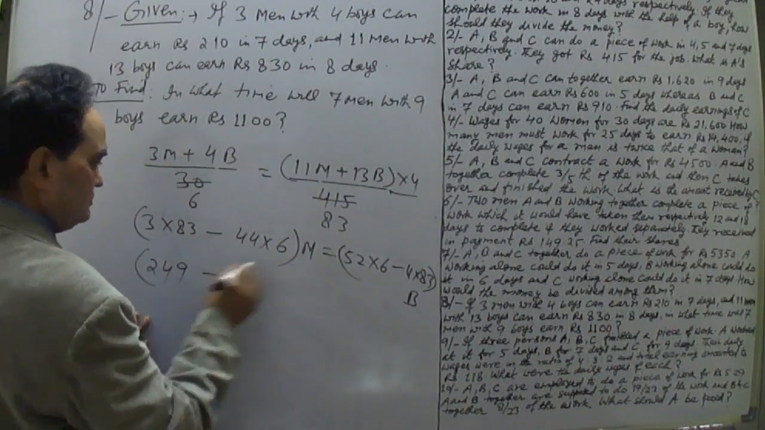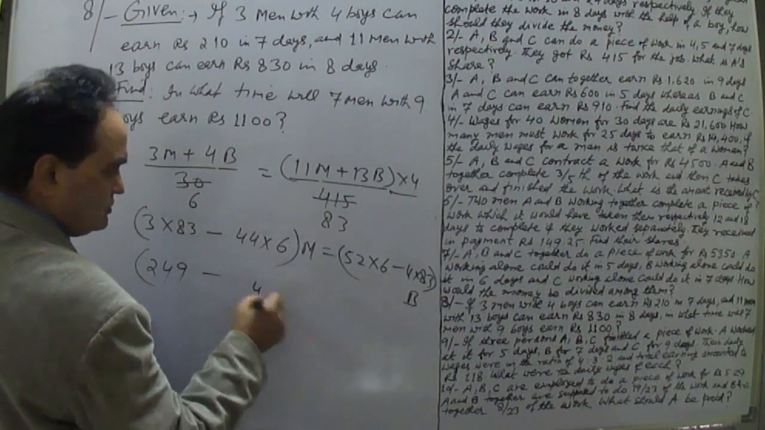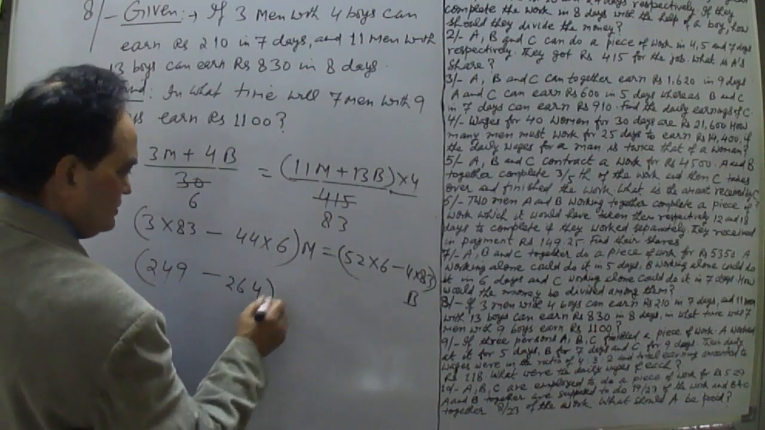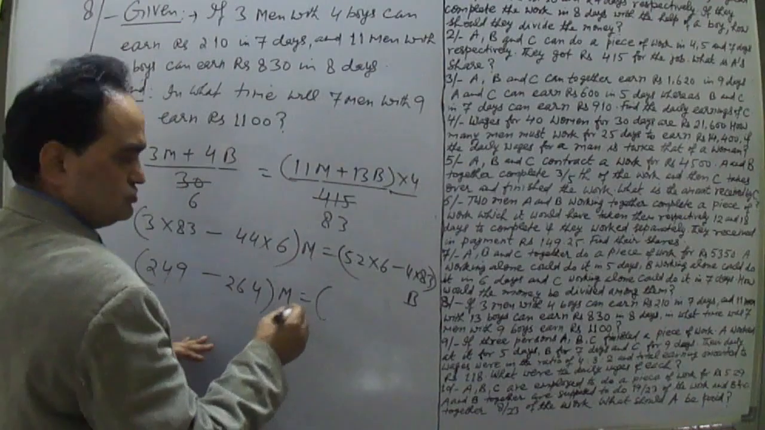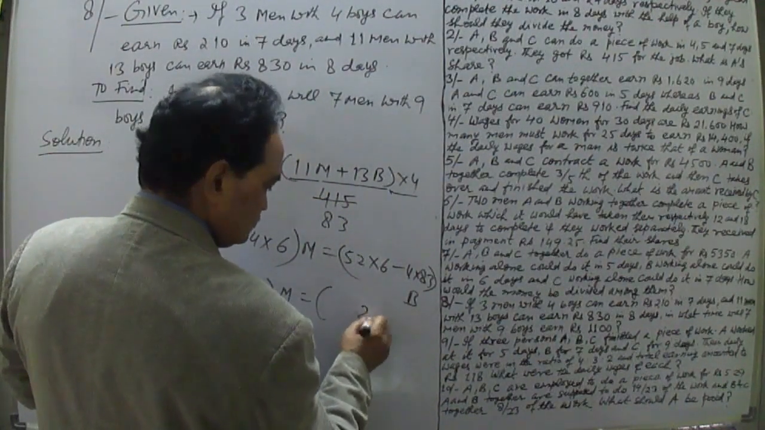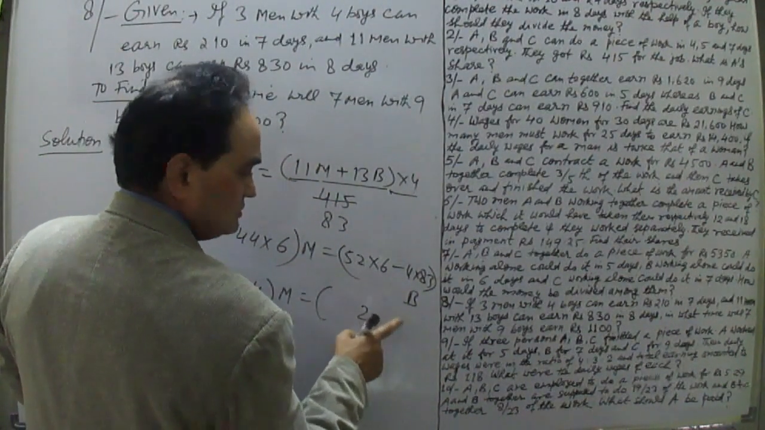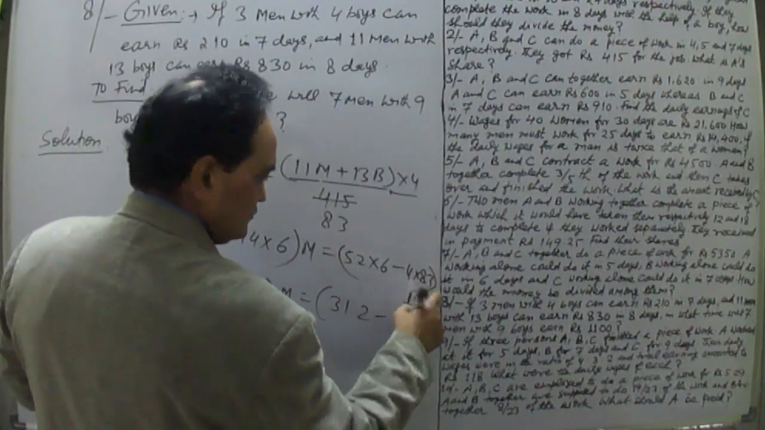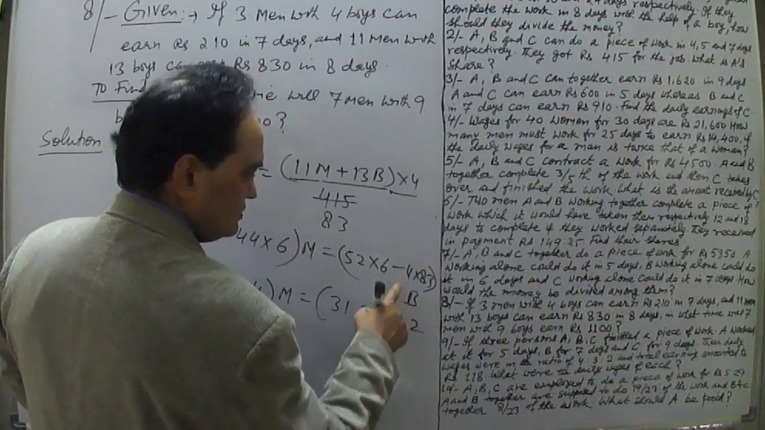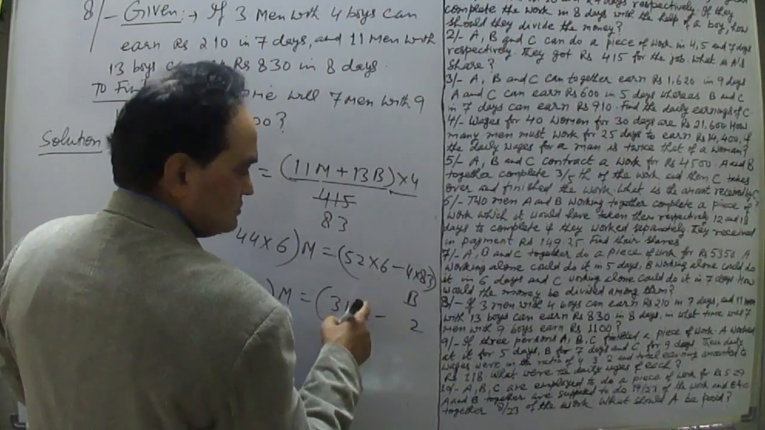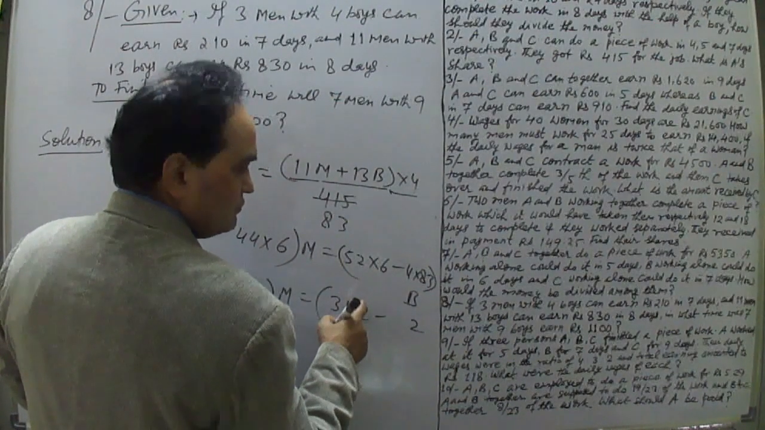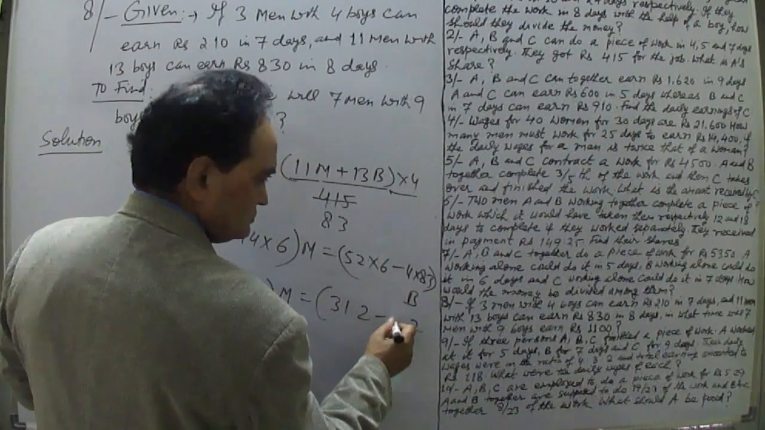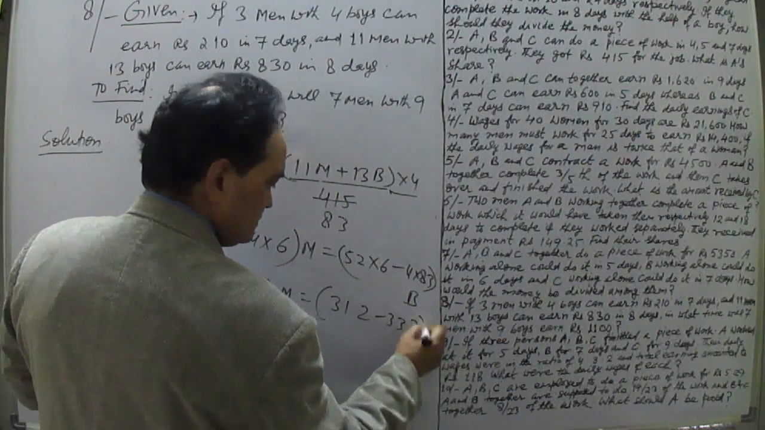Write minus sign. 6 4s are 24, 4 2 carry, 6 4s are 24, 2 26, 264. So this is greater, negative sign will be there, no problem. Here also there will be a negative sign. 6 2s are 12, 2 1 carry, 6 5s are 30, 30 and 1 is 31, 312. Minus 4 3s are 12, 2 1 carry, 4 8s are 32, and 32 and 1 is 33, into n.